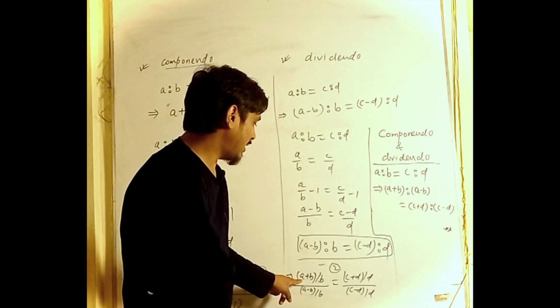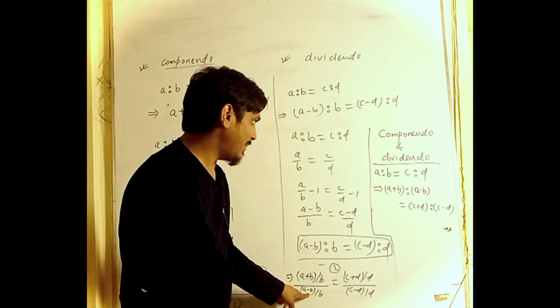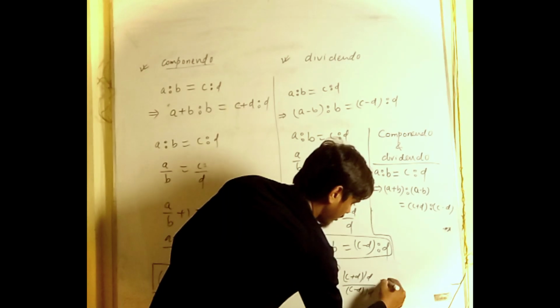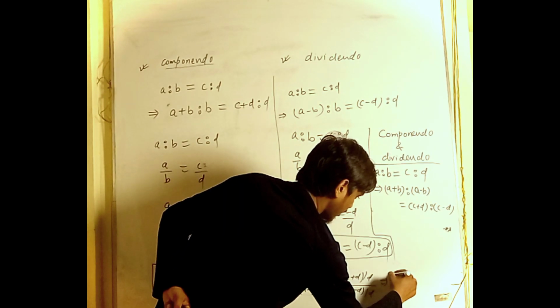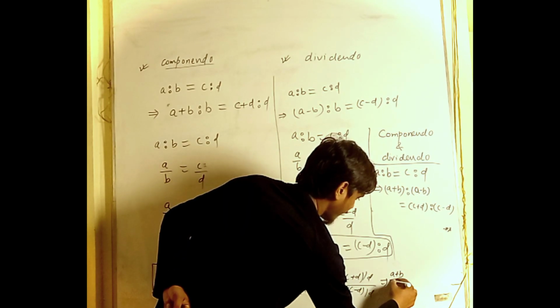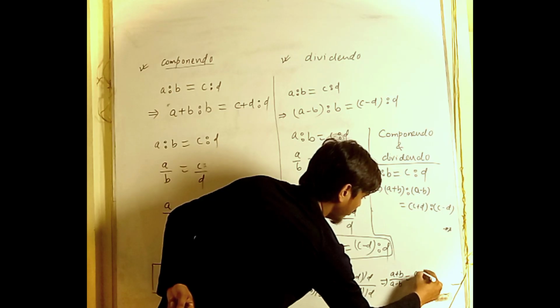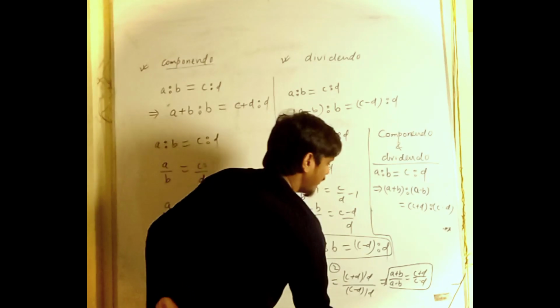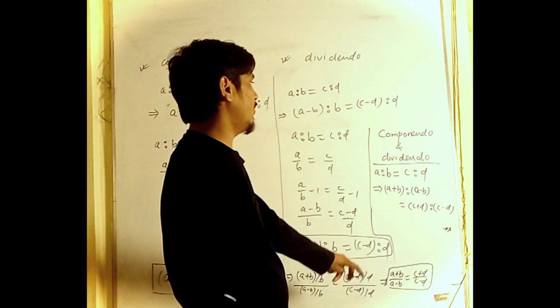Then we're left with (a+b)/(a-b) and (c+d)/(c-d). So this is going to give us (a+b)/(a-b) is equal to (c+d)/(c-d). So this we call componendo and dividendo.